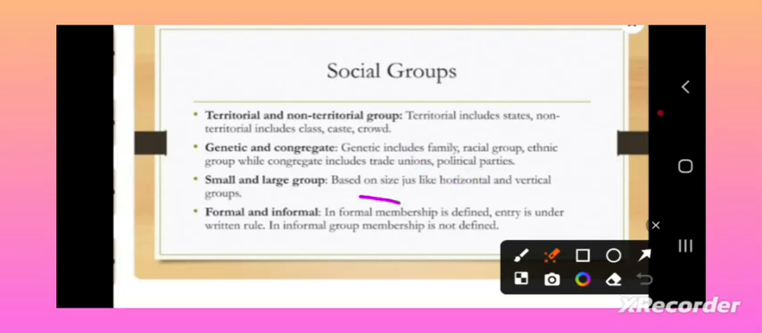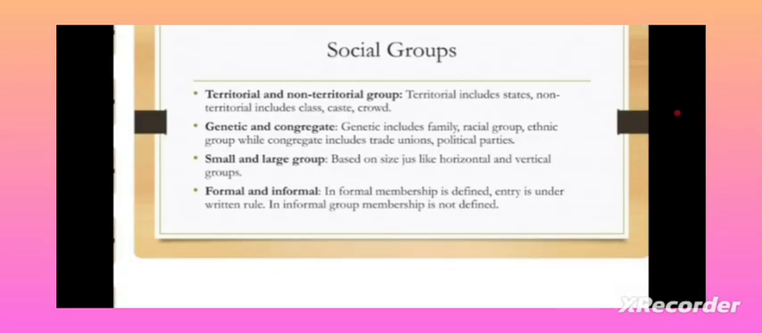Small and large groups. The classification here is based on size and is often used alongside other classifications like horizontal and vertical groups. Formal and informal groups. In informal groups, membership is not defined by formal rules. In formal groups, membership is defined and entry is subject to written rules.